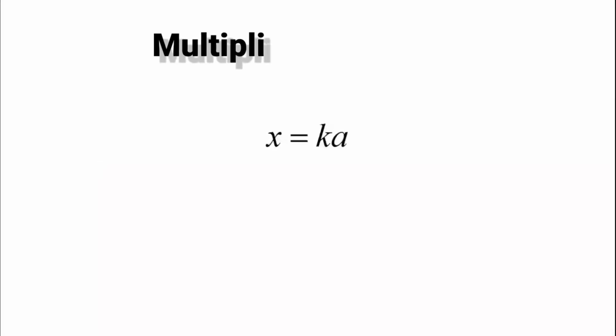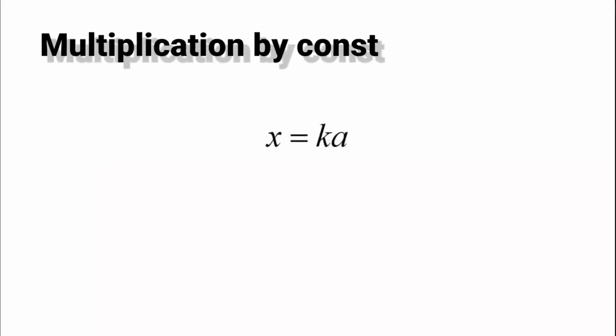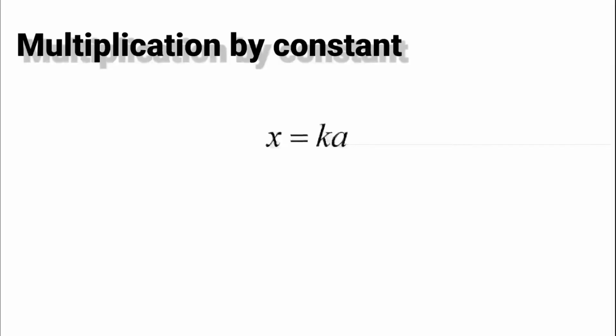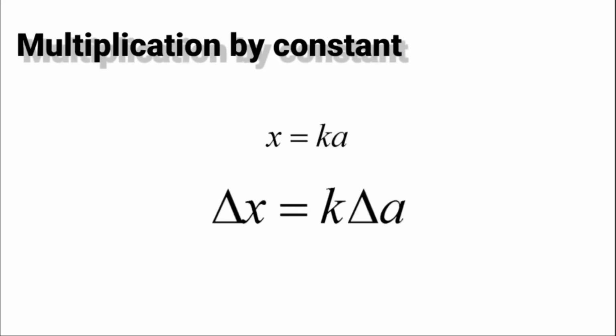Now we have a multiplication by a constant. The value of x is obtained by multiplying the constant k to the value of a. Value of a is a measured value. The uncertainty for the value of x is going to be the constant times the uncertainty of a.